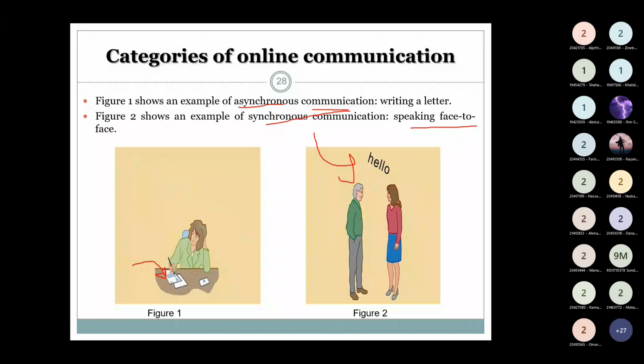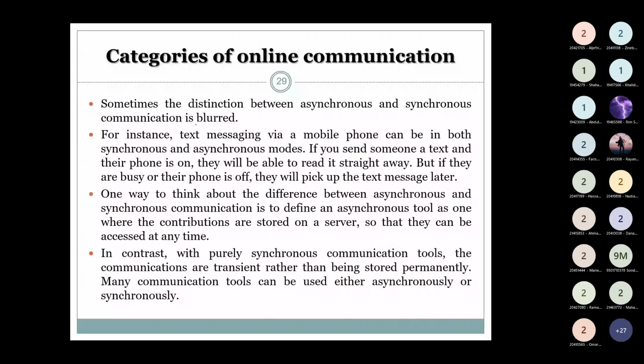Sometimes the distinction between synchronous and asynchronous communication is blurred. Why? Because you have some systems that can be synchronous and asynchronous at the same time. For example, text messaging via a mobile phone can be in both synchronous and asynchronous modes. If you send someone a text and their phone is on, they will be able to read it straight away. But if they are busy, not connected, or their phone is off, they will pick up the messages later, and this communication will be asynchronous.